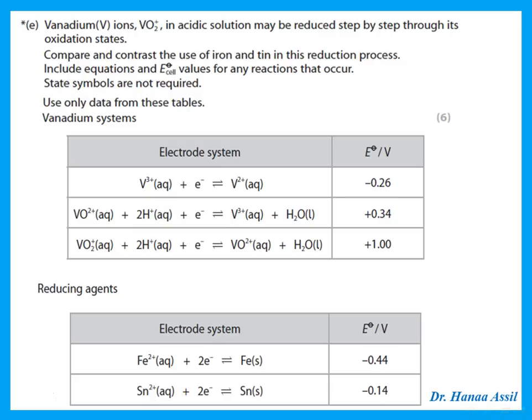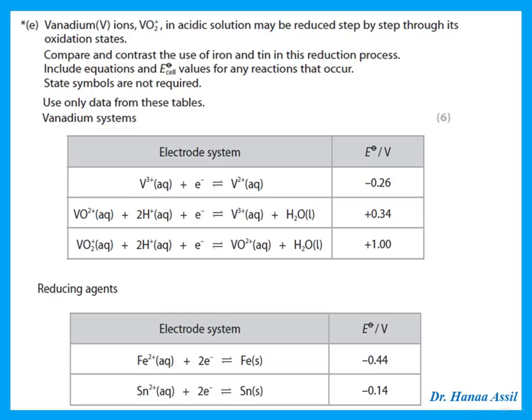Vanadium ions in acidic solution may be reduced step by step through its oxidation states. Compare and contrast the use of iron and tin in this reduction process. So he's trying to reduce vanadium ions step by step through its oxidation states using iron and using tin.